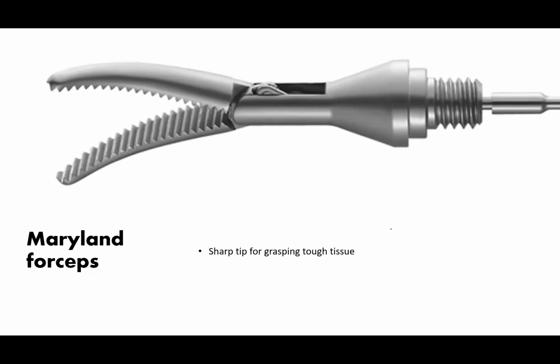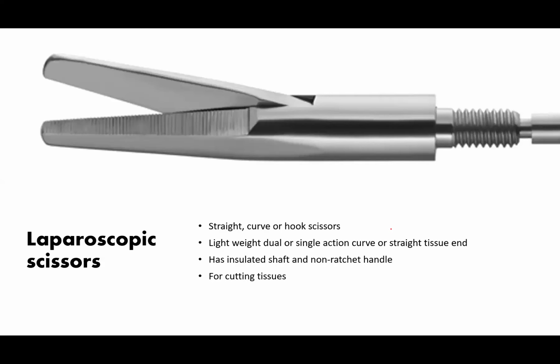Now the scissors. The laparoscopic scissors could either be straight as shown on this image, curved like the surgeon scissors, or a hook scissors. It's a lightweight dual or single action curve. When we say dual action, when you manipulate the handle, both of the blades will move. When you say single action, if you manipulate the handle, only one of the blades will move. It has insulated sharp blades and a non-ratcheted handle. Scissors have a non-ratcheted handle because you are using it for cutting tissue.